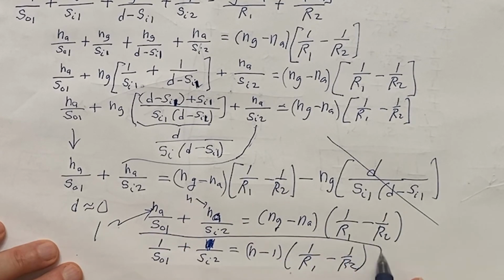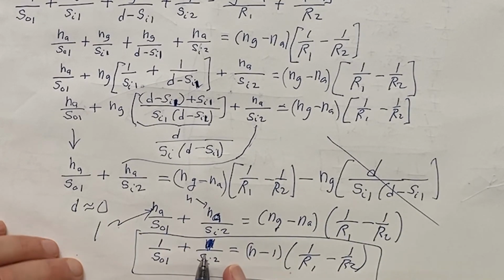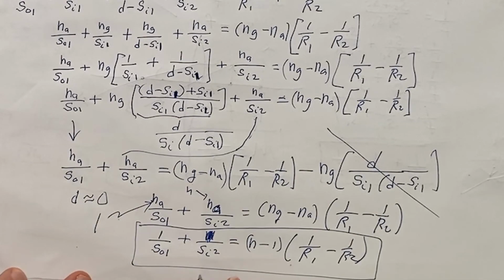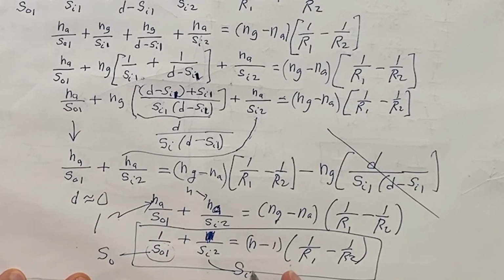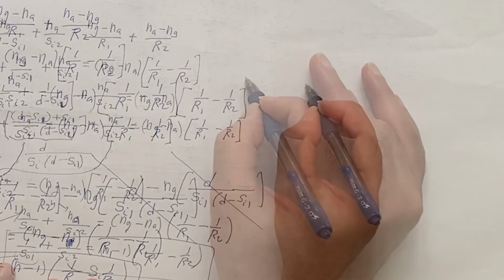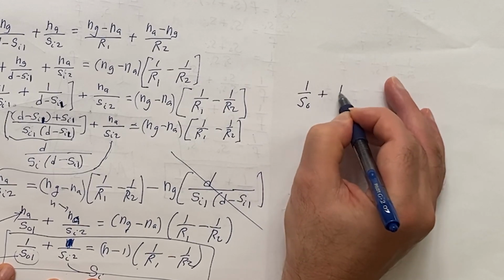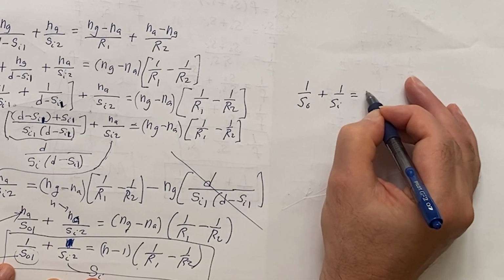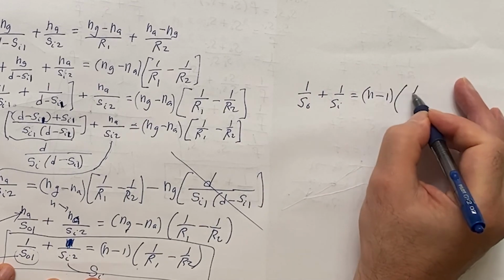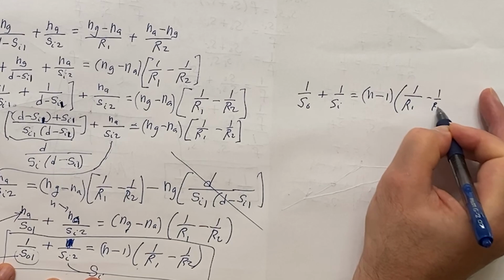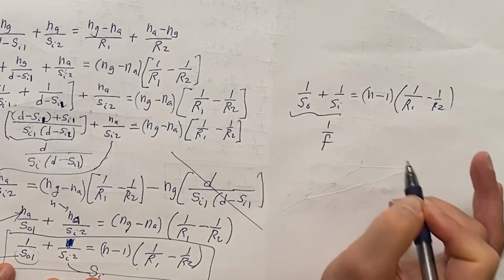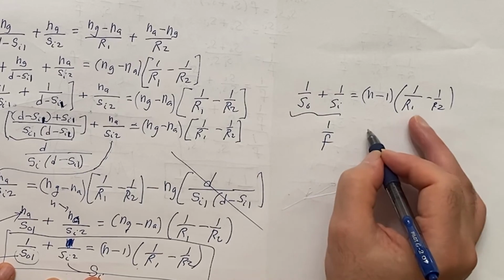And then here I'm going to box this off. That's a nice equation. And if you look at this equation here, since this is the very first object distance, and this is the very last image distance, this is the SO, and this is the SI for the system. So then we can write here 1 over SO and 1 over SI is N minus 1, like this, and guess what? This is 1 over F for the system. So therefore we have our desired result.